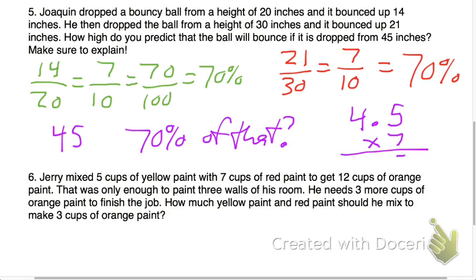5 times 7 is 35. Carry the 3. 4 times 7 is 28. Plus that 3 is 31.5. So it looks like it'll bounce up 31.5 inches.